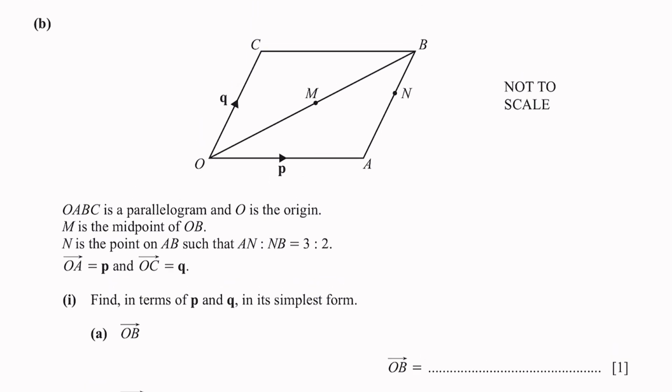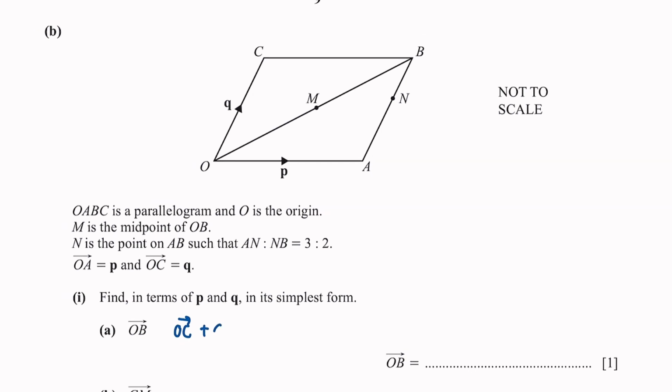First, find OB. OB is this. It's from OC plus CB. And OC is Q, and CB is P. Therefore, OB is Q plus P.